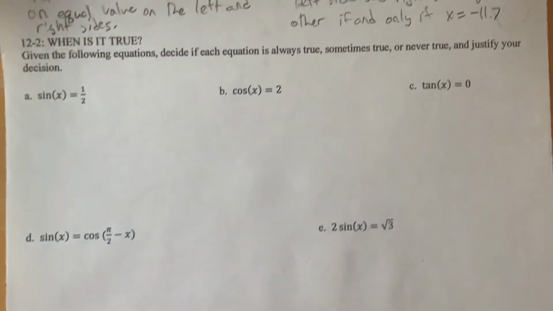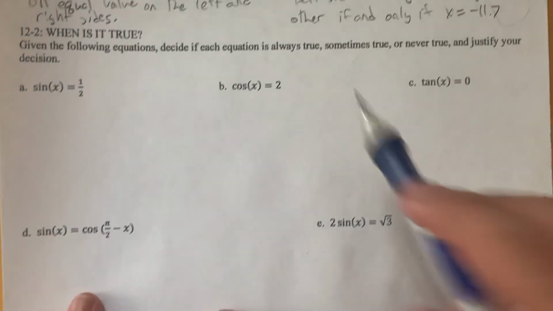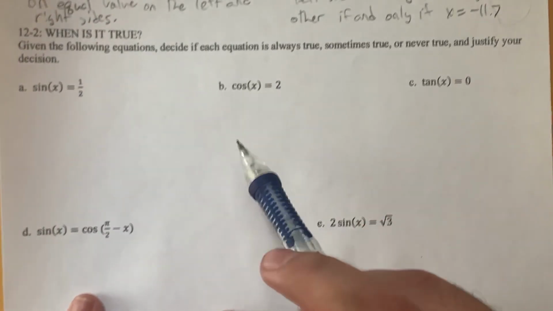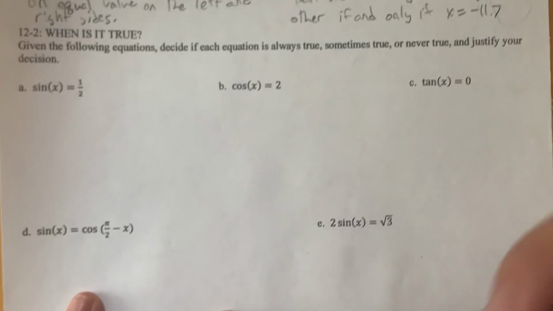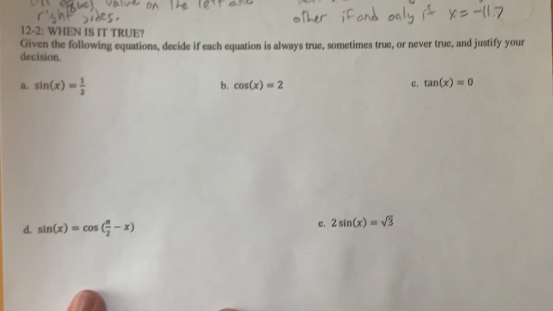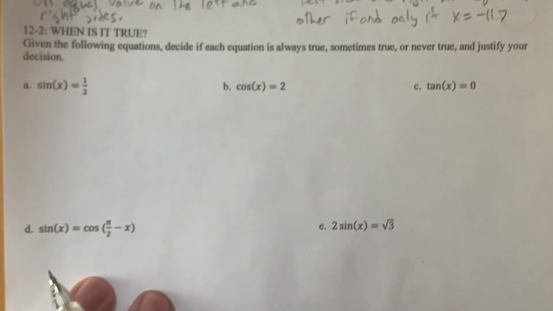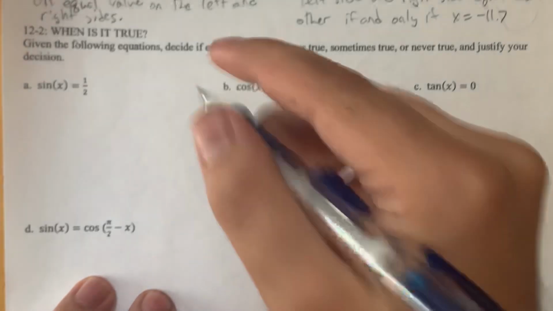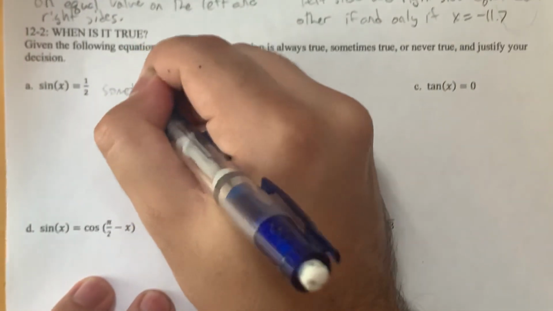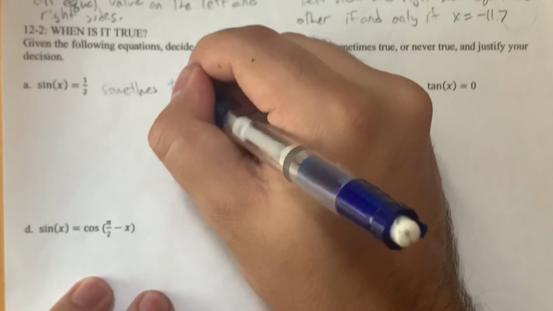All right, let's do the last few, because now we're gonna decide if each equation is always true, sometimes true, or never true, and then we're gonna justify our answer. So by looking at sine of x equals 1/2, I know it's sometimes true because I only have 2 answers if I go 2 pi around. But we'll discuss what that means in this problem. So sometimes true, right?